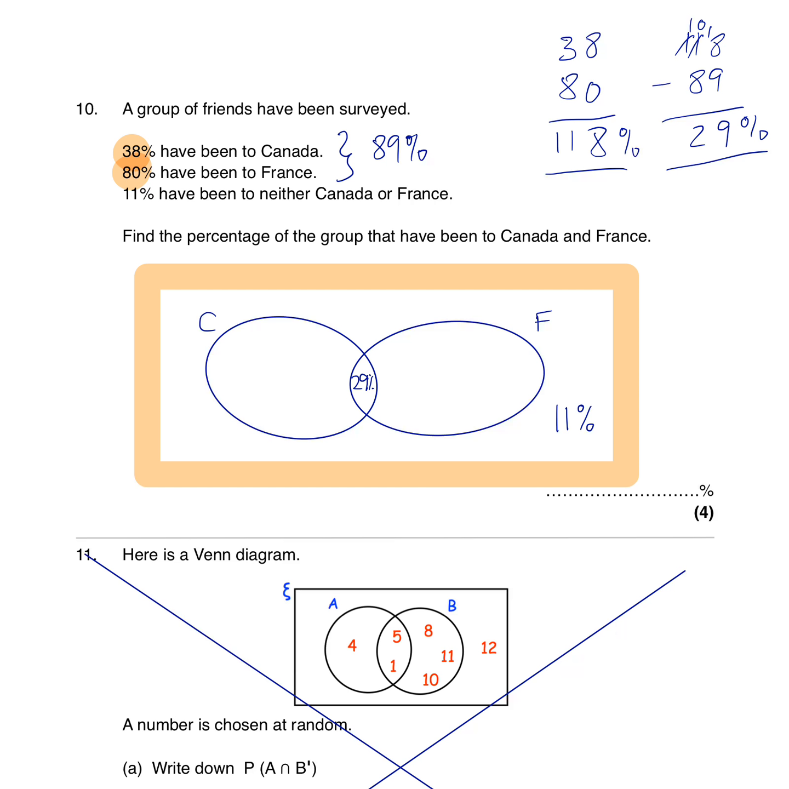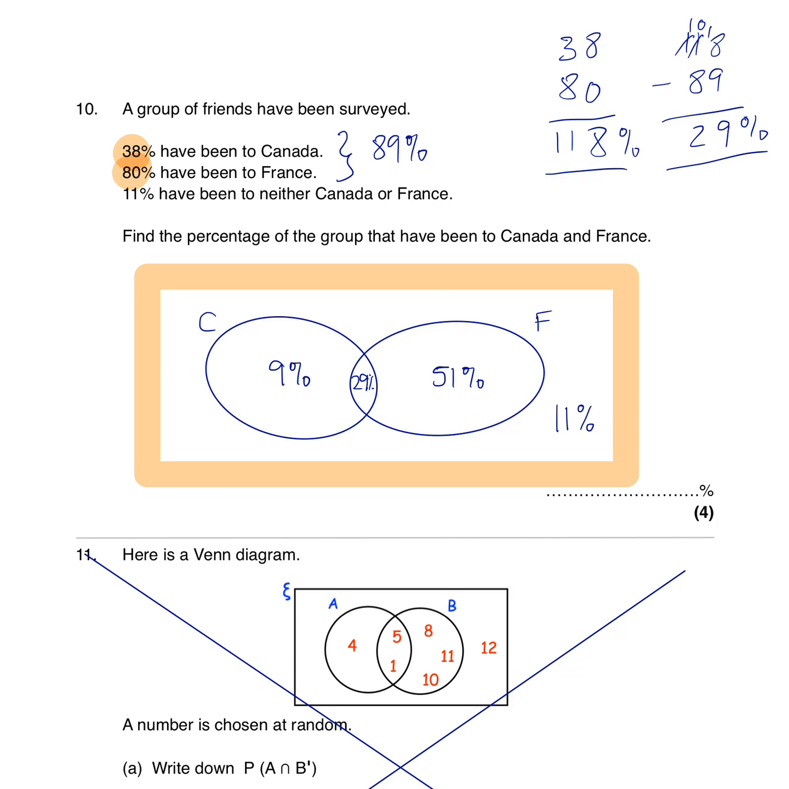And I've got to make sure that I work that out separately so that then I can see how many people have just been to Canada. Well, it's 38, so that's another 9%. Canada's circle comes to a total of 38, but it's broken down into the 2 groups. And how many people have been to France? That's got to come to 80. So with that 29, I need another 51% of people. So that this circle does come to a total of 80, but it's not 80% in one place.